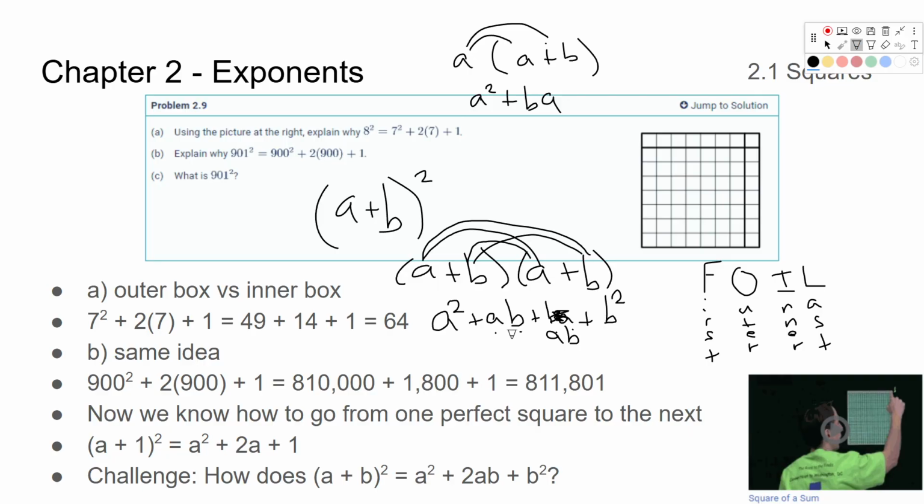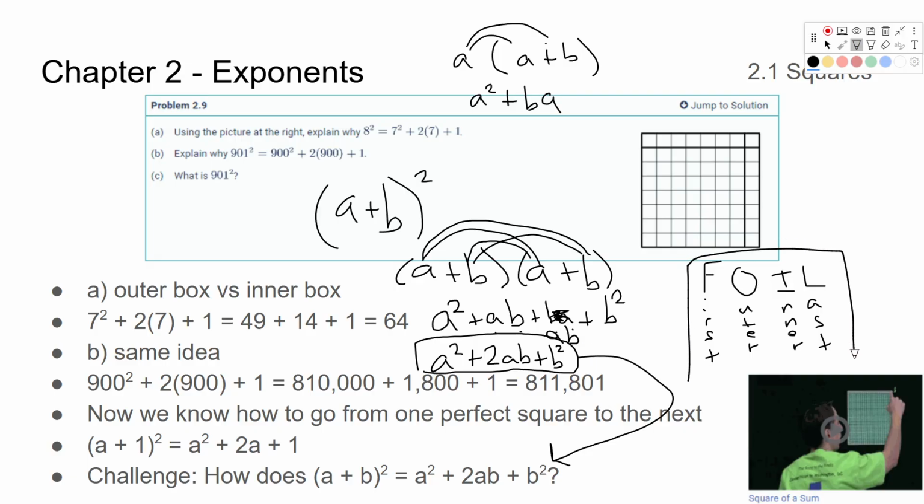And we have 2 of these now, right? AB plus AB. Well, what do you do if you are adding something twice? That's the same thing as multiplying by 2, right? So this would be A squared plus 2AB, there's 2 of these ABs, plus B squared. And there we go, we expanded that expression. And as you can see, that matches right there. So it's going to be really important. We're going to be using this a lot in algebra.